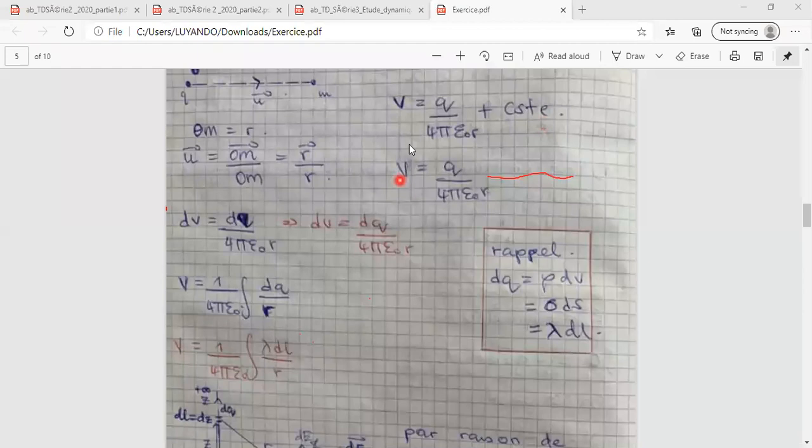So we have V equal to Q over 4 pi epsilon R plus a constant, but we've been given a field where they haven't specified the length. So our constant is going to be equal to 0. So we're going to have V equal to Q over 4 pi epsilon 0 R. And then we're going to play around with this. So if we have dV equal to dq over this, and then we do our integration.